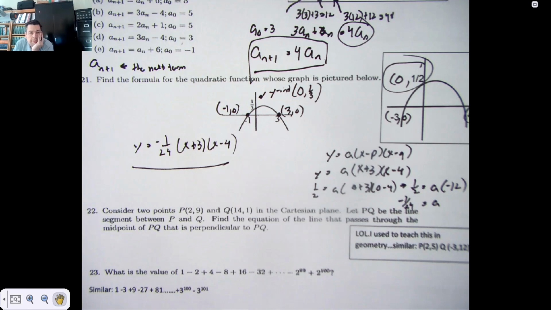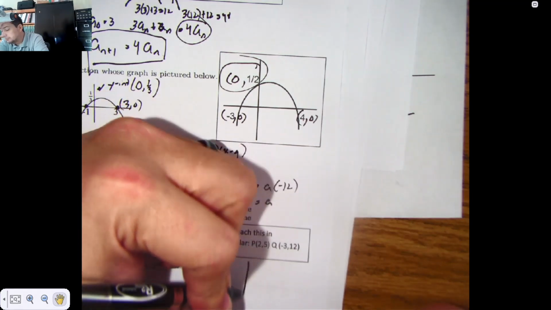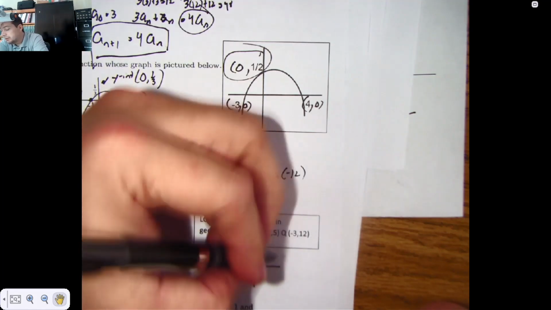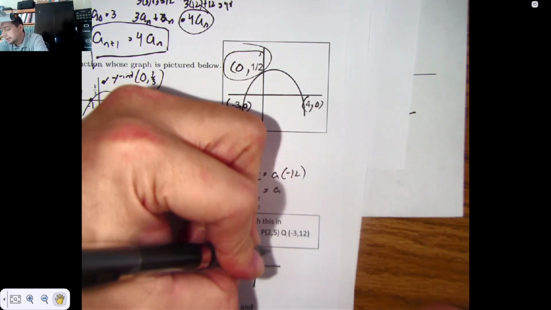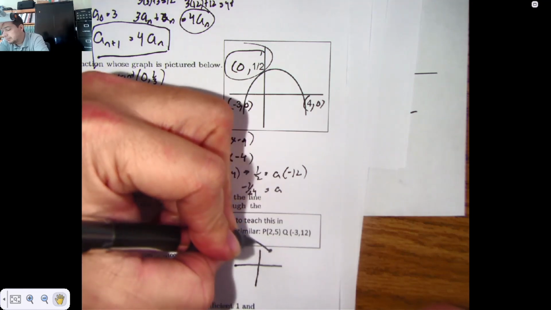22. Consider 2 points in the Cartesian plane, which is the xy axis. Let PQ be the line segment between P and Q. Find an equation of a line that passes through the midpoint of PQ that is perpendicular to PQ. The reason I'm drawing is so that you can understand it. Let 2, 5 be somewhere here. -3, 12 be somewhere up here. There's your line segment, okay?